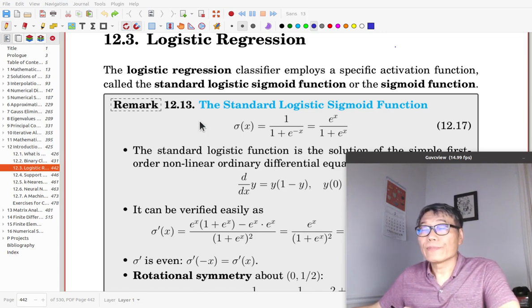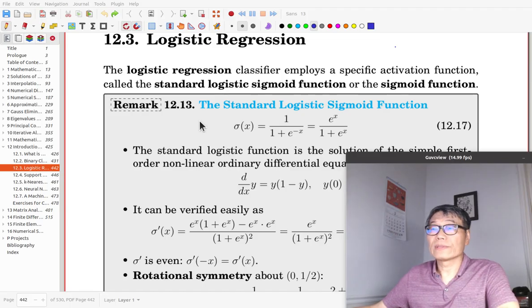In the first section of the chapter, we introduced perceptron. In the second section, we considered the Adaline classifier. In this section, we'll consider a more advanced classifier called logistic regression.